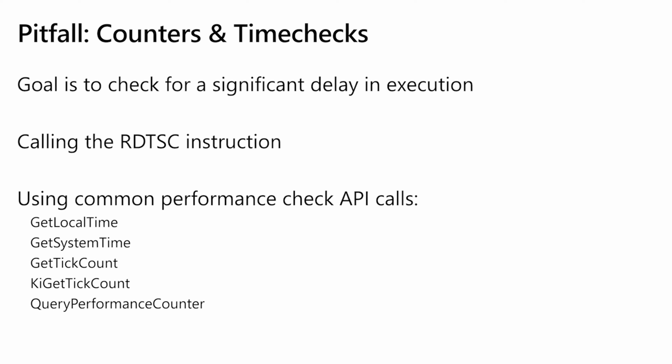Okay, the goal is to find significant delays in execution. So what do I mean by that? Either it'll call the RDTSC instruction, or it'll call different API calls to determine that. For instance, GetSystemTime, GetTickCount, QueryPerformanceCounter, basically to see if there's any debugger attached or any virtualization that's causing it to hold up for any reason. It will just end execution right then and there.